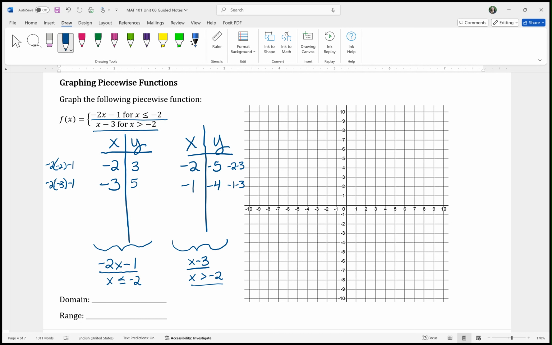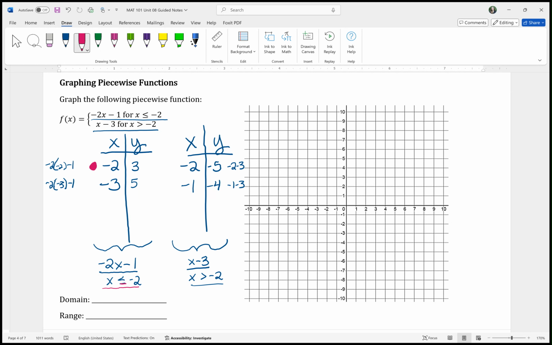Okay. The next thing I want you to do is figure out what happens at negative 2 for each one of these points that have negative 2 for the x value. So if we look at our inequalities, x is less than or equal to negative 2. That means at negative 2, I'm going to have a closed circle on the graph, because of the equal to.